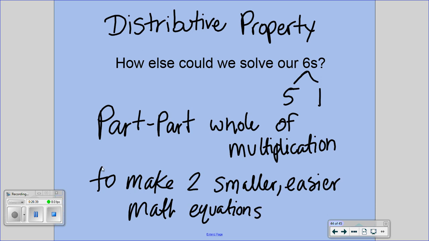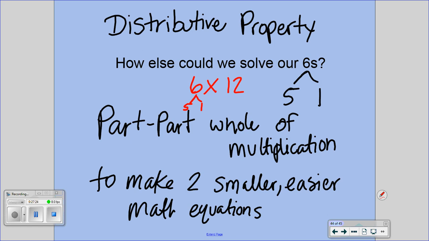So let's pretend I wanted to do 6 times, let's say, how about 12? 6 times 12. And I was going to break apart my 6. You don't have to. I know you know that you could break apart your other factor. So we're going to break apart our 6 into 5 and 1. Because I don't really know my 6s all that well, but I am a master at some 5s and I am a master at some 1s.